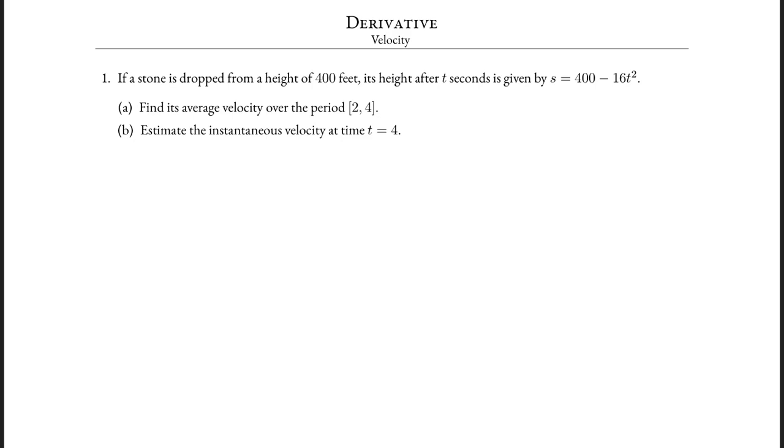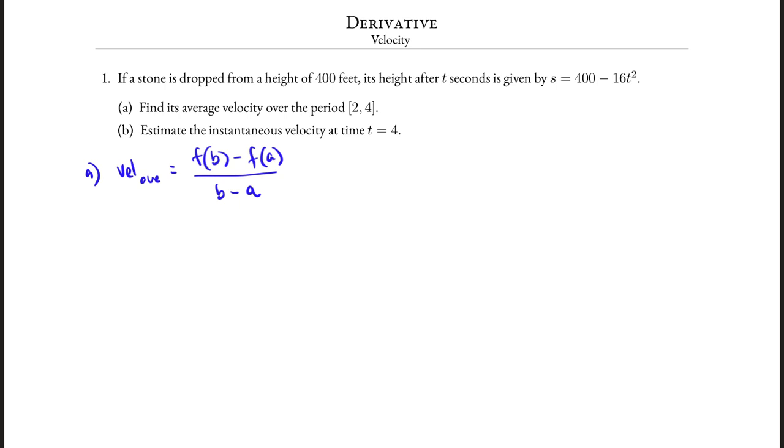If a stone is dropped from the height of 400 feet, its height after t seconds is given by the function s of t equals 400 minus 16t squared. Find its average velocity over the period [2, 4], and then estimate the instantaneous velocity at time t equals 4. Recall the average velocity is f of b minus f of a over b minus a.